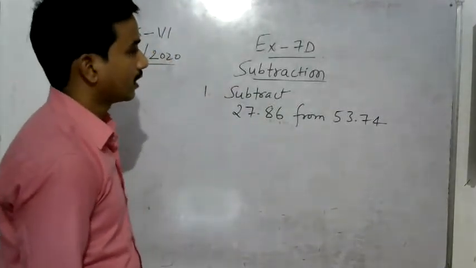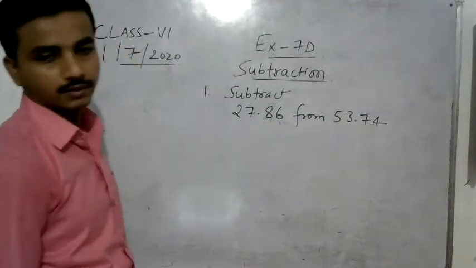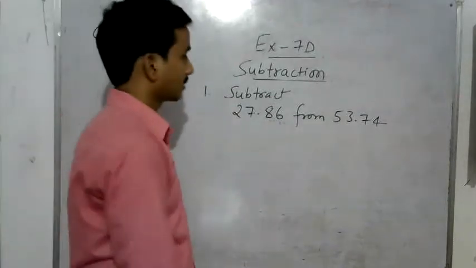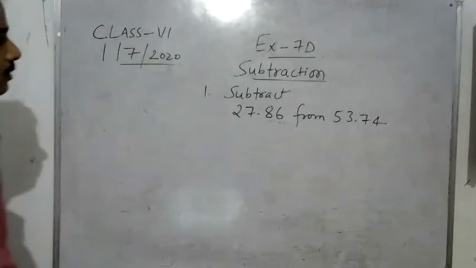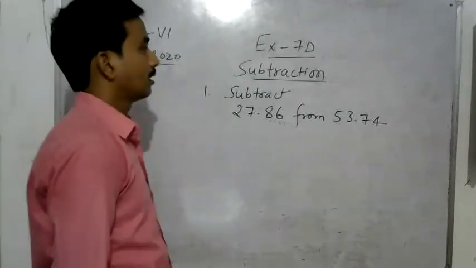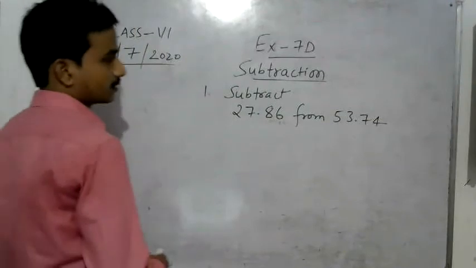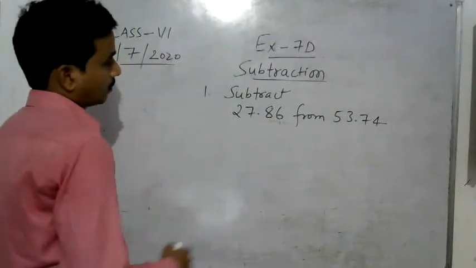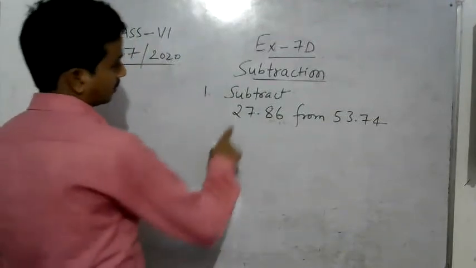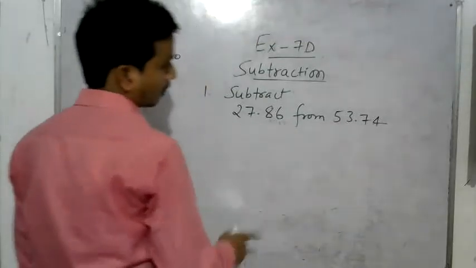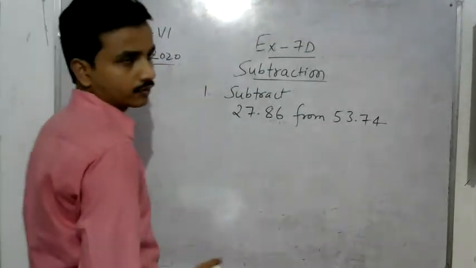So today we are going to start subtraction of decimals. Exercise 70. In this video, we will learn how to subtract decimal numbers. Now let us take an example. We have to subtract 27.86 from 53.74.